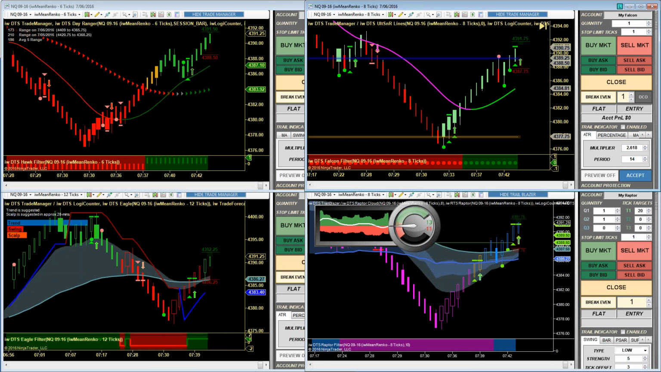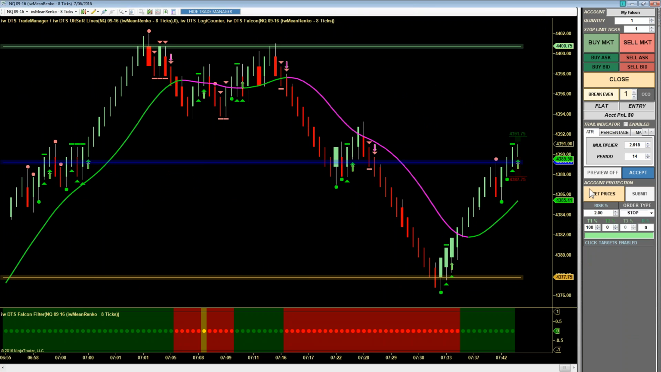Getting a trend change signal now in the Falcon. So we can try to get on board there. Got to risk it all the way down there. Oops, I still have my click targets.